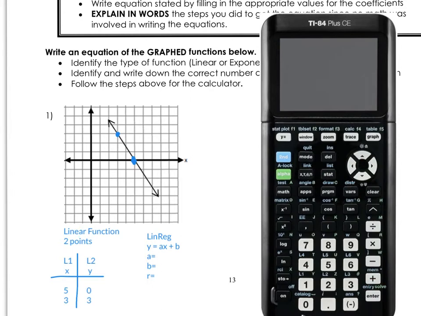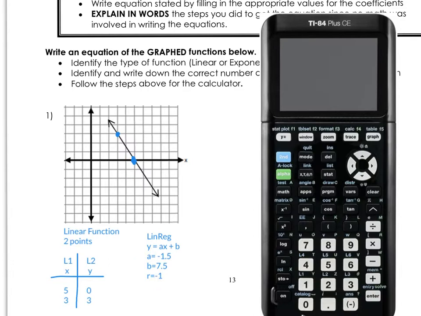If done correctly, your calculator should then pop out with the LinReg and then the a value equal to negative 1.5 and then a b value of 7.5, and then an R value of -1. So this shows me that the R value is -1 because there's a negative slope, but it's a perfect line that goes through those 2 points. It's just a -1 because of the slope.